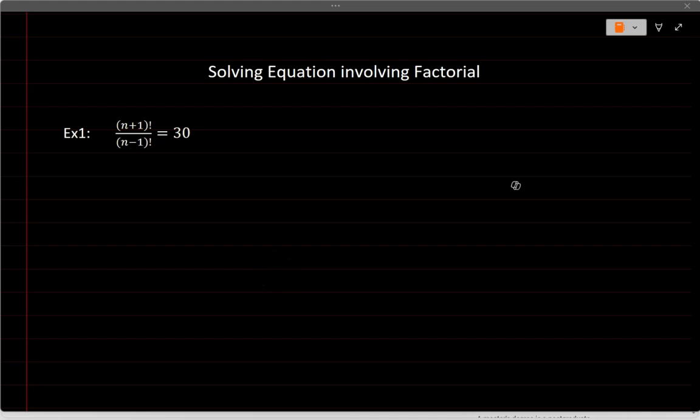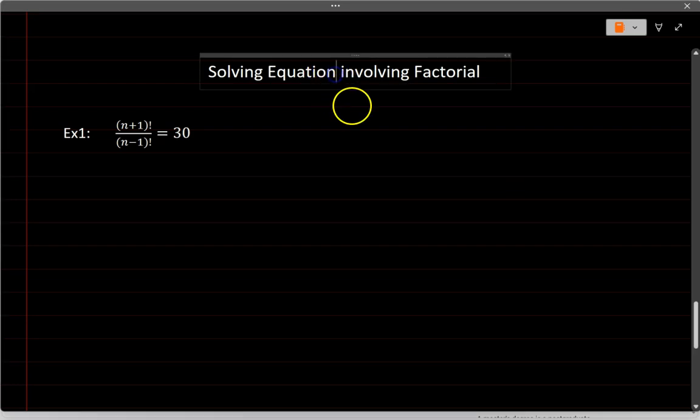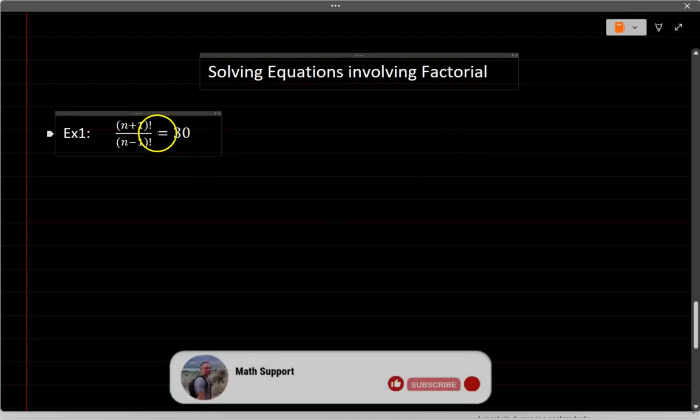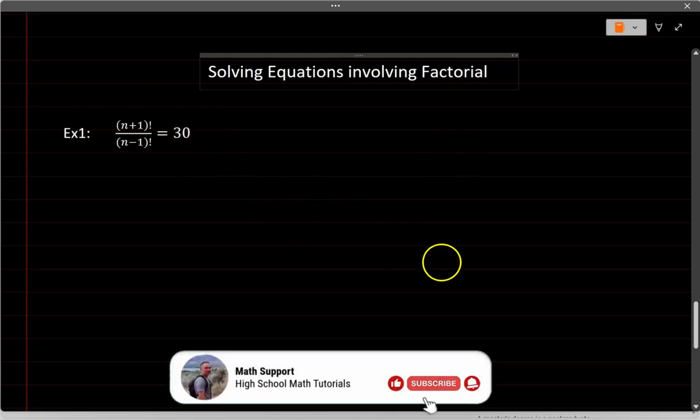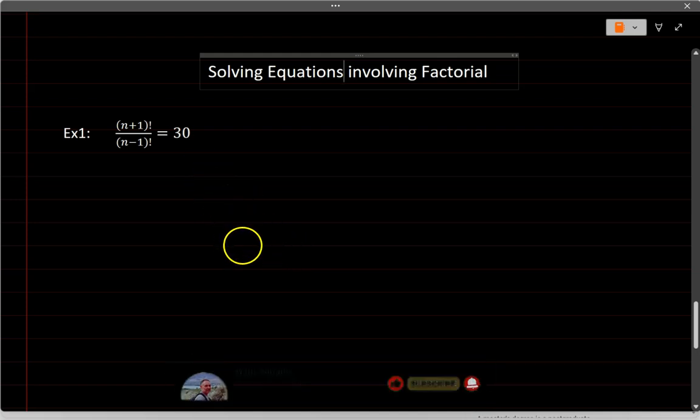Here is the concept for today: solving equations involving factorials. And we're going to go through three examples, three factorial equations that we're going to solve, and it's going to get progressively a little bit more difficult.